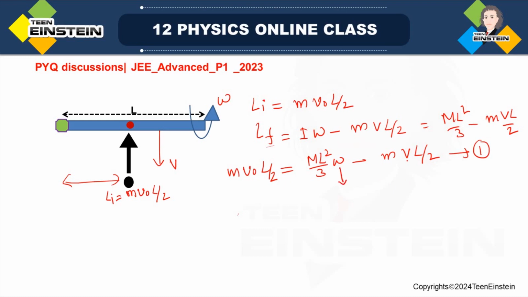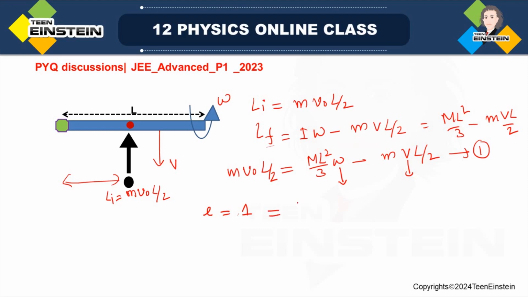One is this one, another one is this one. I have to calculate both, but I have got only one equation. So here we have to use another clue, that is the elastic collision. This collision was elastic, so e is equal to 1.